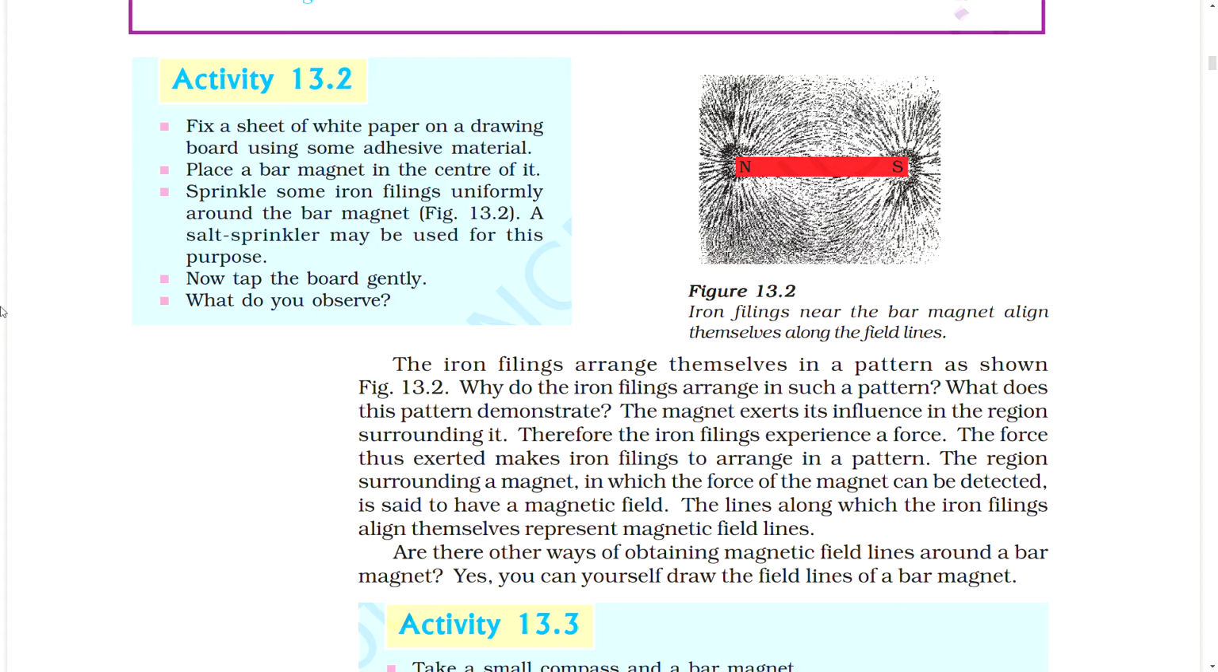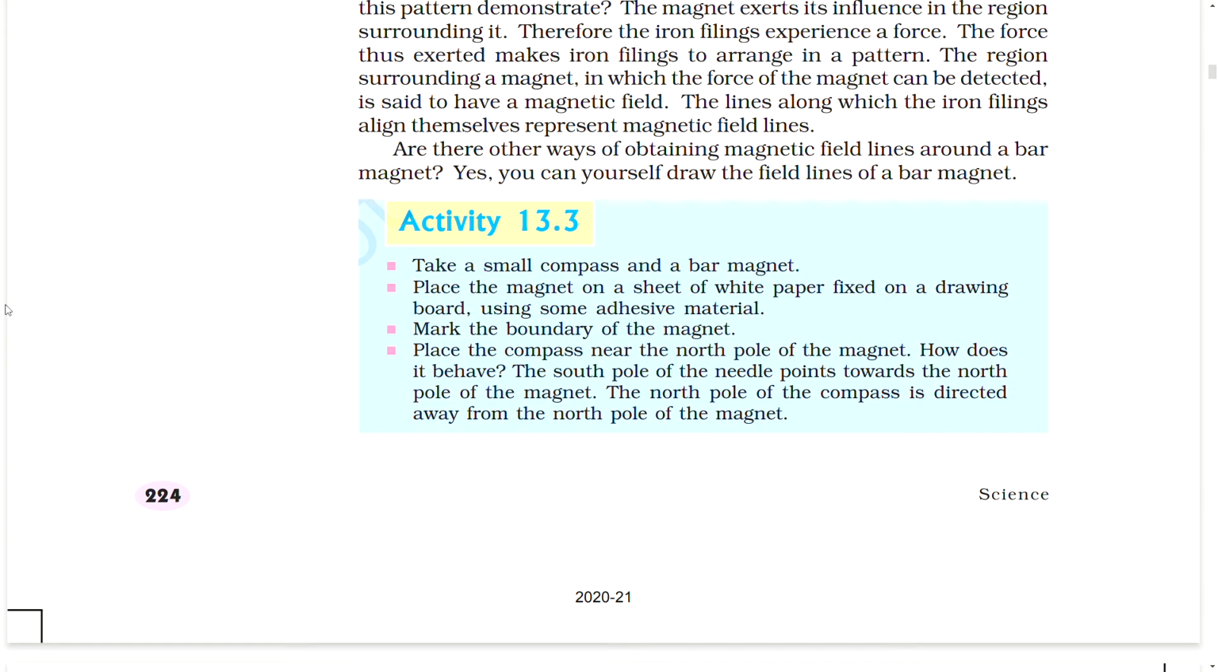Are there other ways of obtaining magnetic field lines around a bar magnet? Yes, you can yourself draw the field lines of a bar magnet. Take a small compass and bar magnet. Place the magnet on a sheet of white paper fixed on a drawing board using some adhesive materials. Mark the boundary of the magnet. Place the compass near the north pole of the magnet. How does it behave? The south pole of the needle points towards the north pole of the magnet. The north pole of the compass is directed away from the north pole of the magnet. Comment on this.